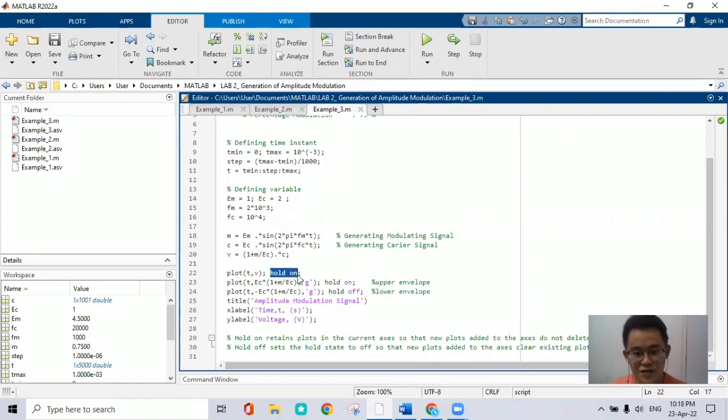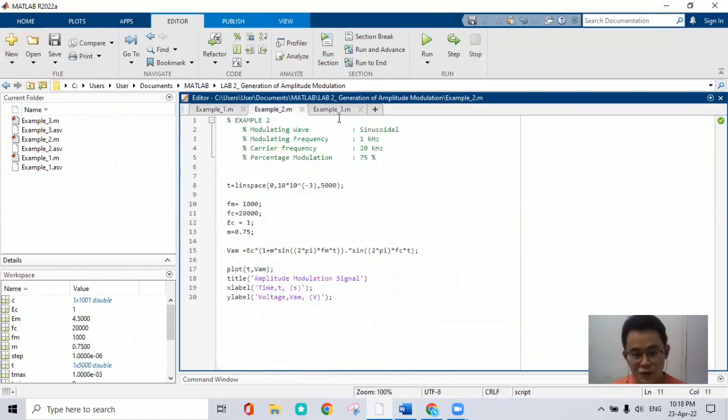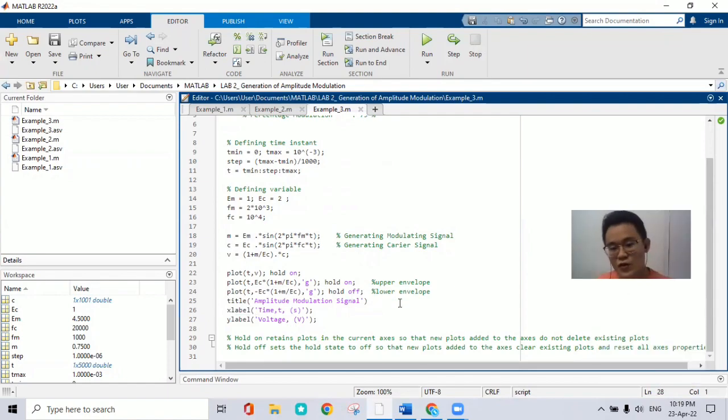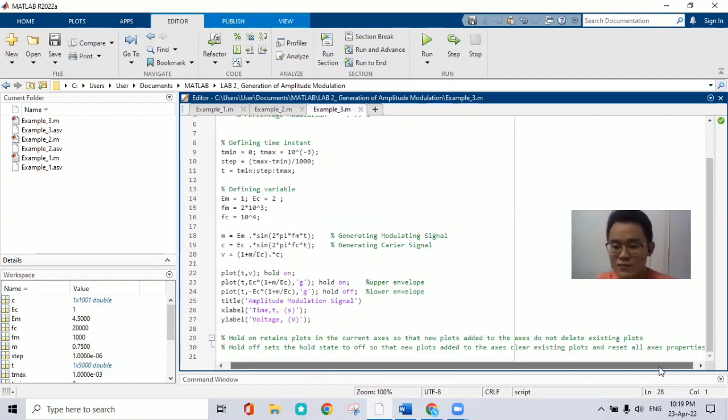And you can see that this part is special. Like, how to say, in the previous example, we didn't have this hold on and hold off state. But never mind, I will explain it later. And then after that, we will need to add our title, x label, and y label. So what is the hold on state and hold off state? The hold on state is to let us retain our plot in the current axis so that new plots added to the axis do not delete the existing plot, which means we can annotate our plots in the current axis. And then hold off sets the hold state to off so that a new plot added to the axis clears the existing plot and resets all axis properties.